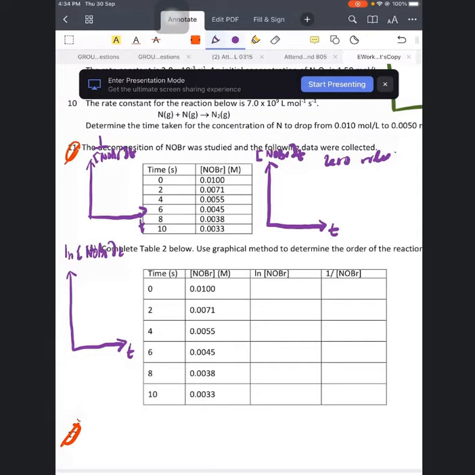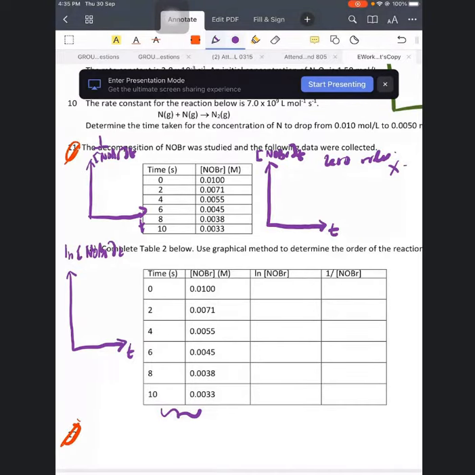So cara dia adalah graf pertama you all kena buat dulu [NOBR] versus t. Yang mana after plotting the graph, you all kena tengok kita dapat linear ke non-linear. Kalau dia dalam bentuk curve, maksudnya [NOBR]t versus t ni is not a linear graph. Non-linear, makanya it is not a zero order. Seterusnya, second graph, bila dia bukan linear tadi, maknanya kita kena cuba pula. Okay, mungkin dia first order. So kalau mungkin first order, kita kena plot ln[NOBR] versus t. So kita kena dapatkan data. Sebab tu table kedua ni korang kena isi dulu.